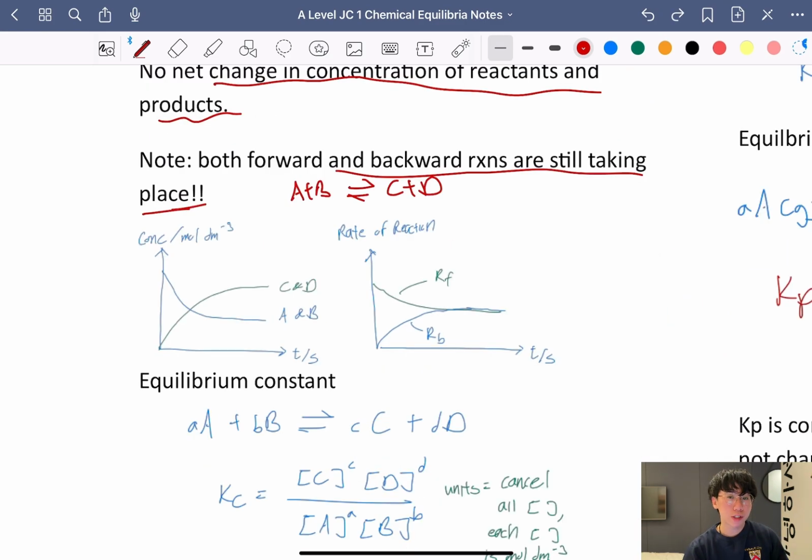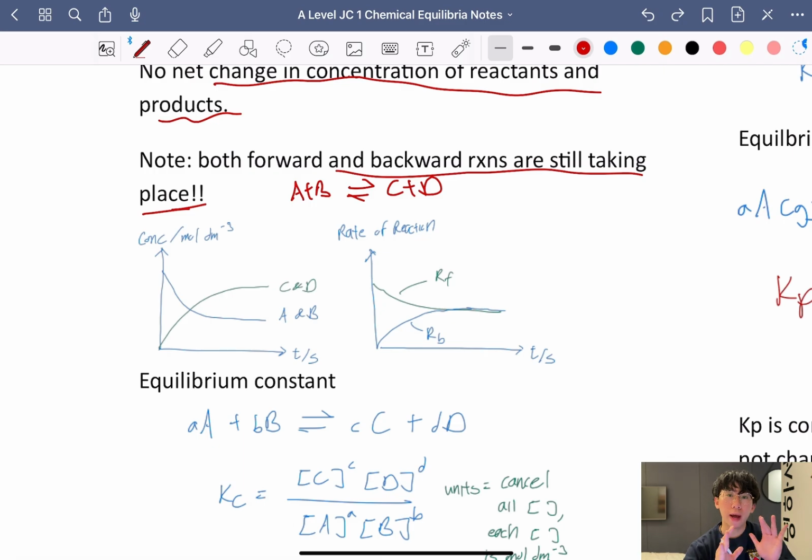If you look at the graphs, you can see that the concentrations of A and B start to decrease at the start, and then the concentrations of C and D start to increase. However, the rates of the reactions start to decrease as we go along, specifically the rate of the forward reaction. And that's because the concentrations of your A and B start to decrease and the concentrations of your C and D start to increase. This means that the system is reaching the dynamic equilibrium.